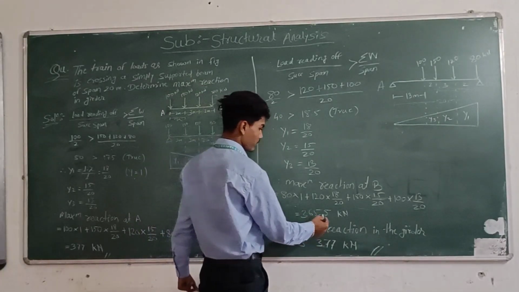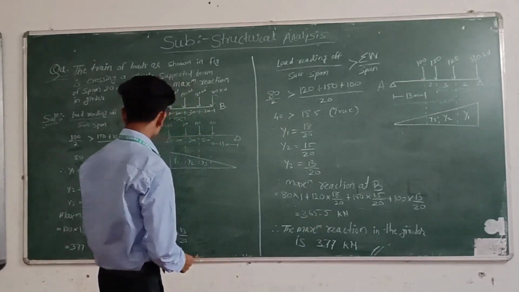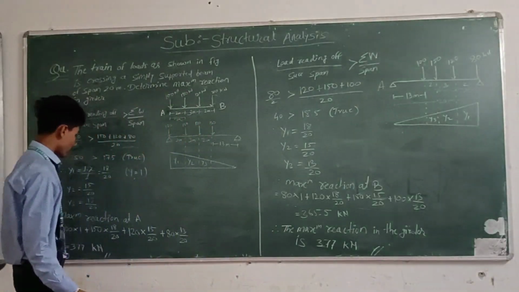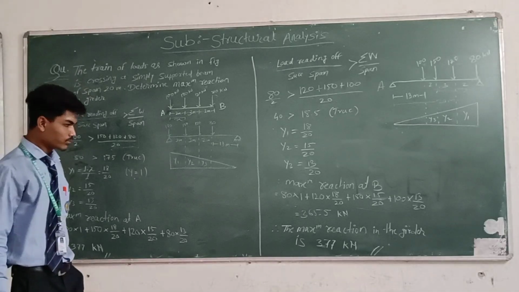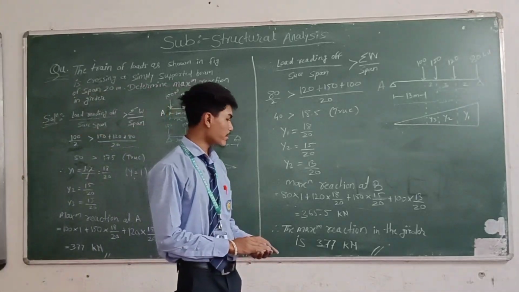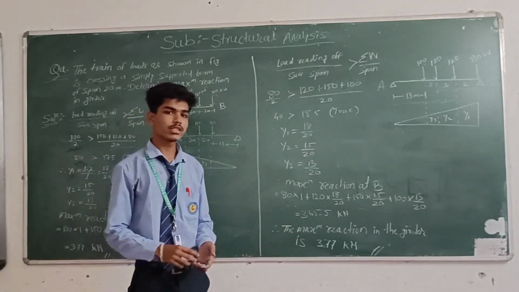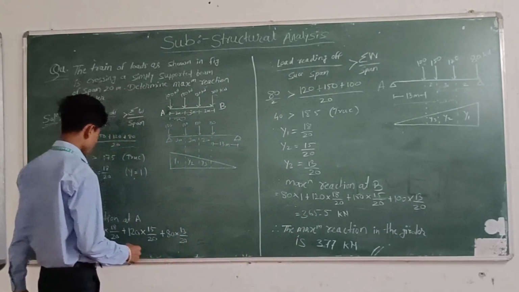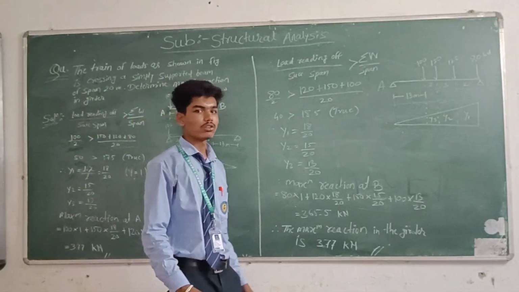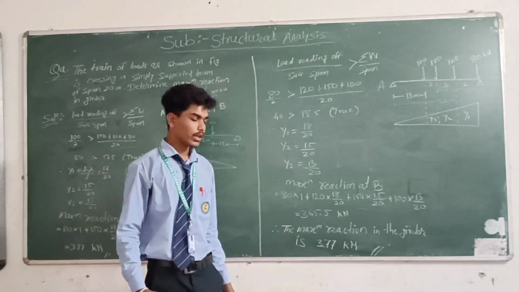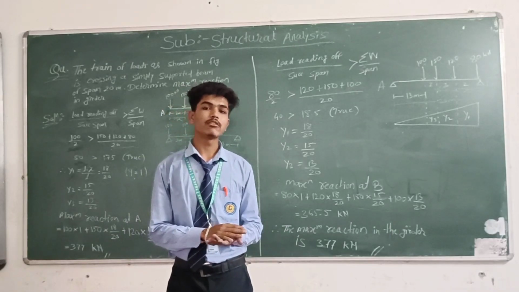Hence the maximum reaction at point B is 365.5 kilonewton, and we found the reaction at point A is 377 kilonewton. Hence the maximum reaction in the girder is 377 kilonewton, because 377 kilonewton is greater than 365.5 kilonewton.